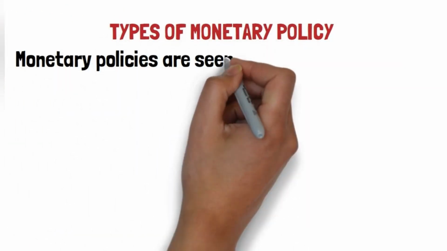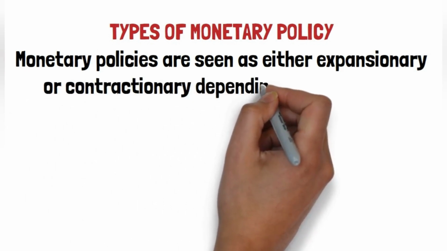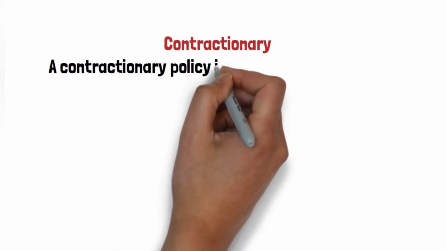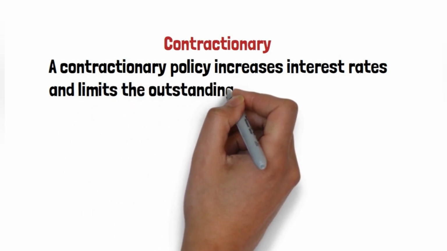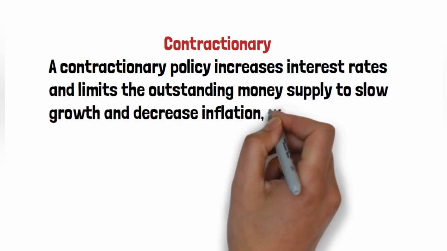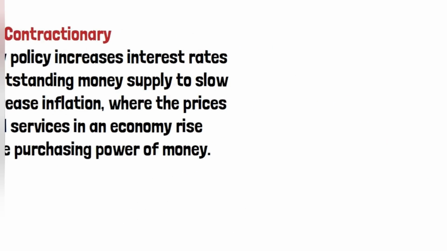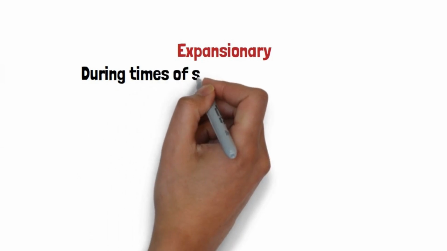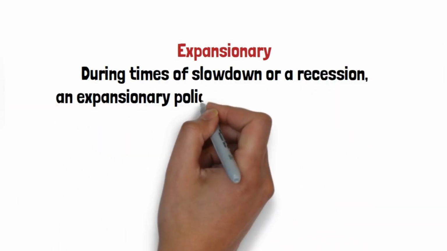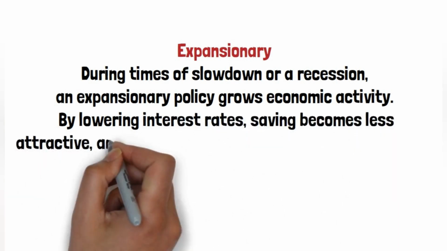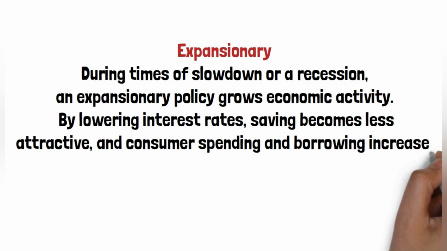Types of monetary policy. Monetary policies are seen as either expansionary or contractionary depending on the level of growth or stagnation within the economy. Contractionary. A contractionary policy increases interest rates and limits the outstanding money supply to slow growth and decrease inflation, where the prices of goods and services in an economy rise and reduce the purchasing power of money. Expansionary. During times of slowdown or a recession, an expansionary policy grows economic activity. By lowering interest rates, saving becomes less attractive, and consumer spending and borrowing increase.